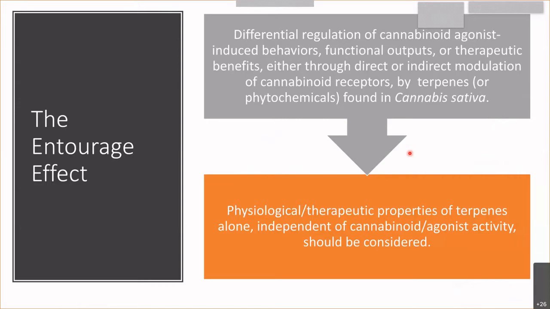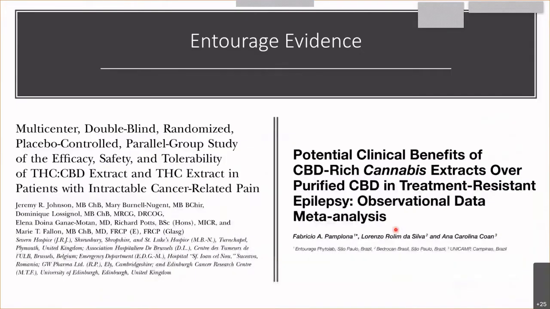And so this is just schematicizing, if that's even a word, this idea that as a lab, we want to study the entourage effect. We want to look at differential regulation of cannabinoid agonist-induced behaviors, how all these interact with each other. Also, we want to look at the impacts of terpenes and cannabinoids alone, but also in combination with each other. We need to do this in a rigorous way.